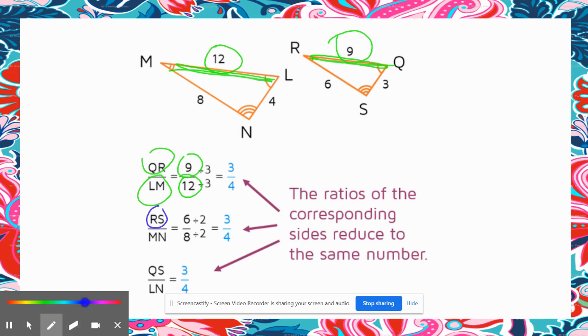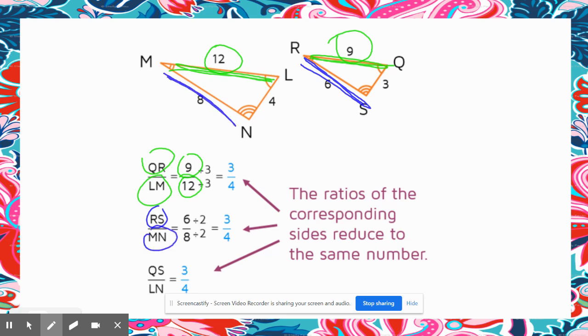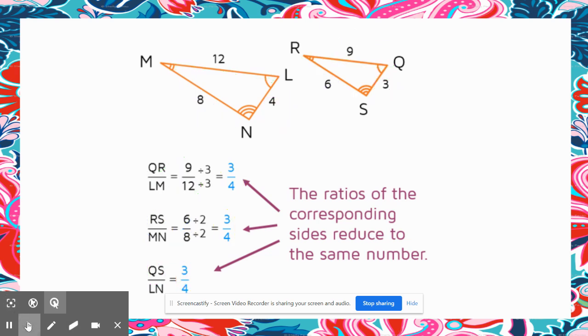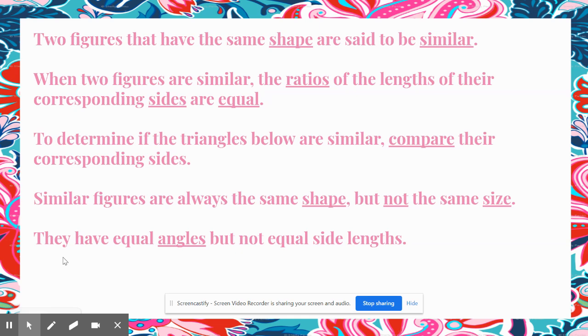If I compare RS, being angle 2 to 3, that's the same as 2 to 3 on MN right here. The measure of 6 is the same as the measure of 8. And then lastly, if I had, for example, QS right here and LN, those are proportional. That means 3 over 4 have to be proportional. And if you notice, these are all proportional because they all would simplify to 3/4. Like when we did similar right triangles, they all had the same slope because no matter which right triangle you picked, they would all simplify to the same ratio.